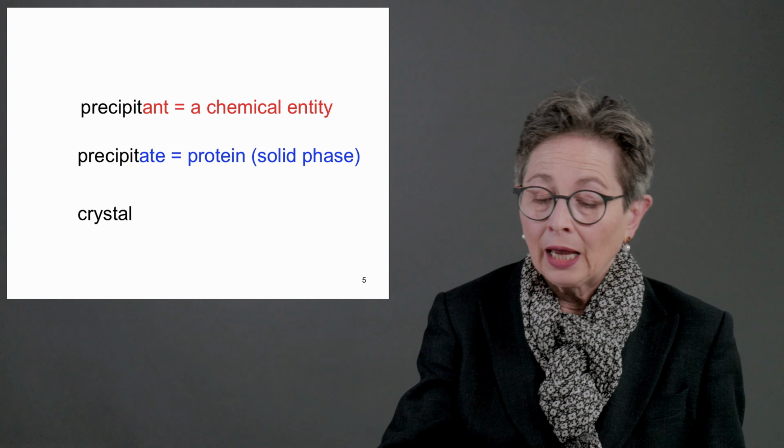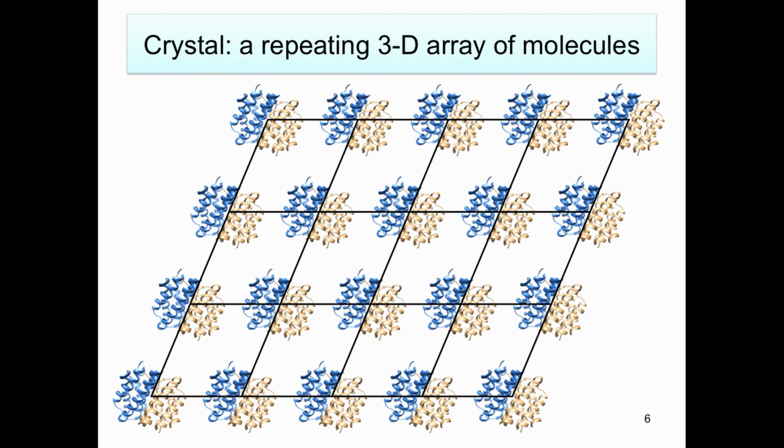We have to define what is a crystal then. What do we mean by a crystal before we go into how we do it, how we get proteins to crystallize? A crystal is a repeating 3D array of molecules. So shown here is a crystal lattice containing protein molecules. And crystallization is the act of getting liquid, it's a phase transition of liquid phase protein to the solid phase as an ordered 3D repeating crystal lattice.